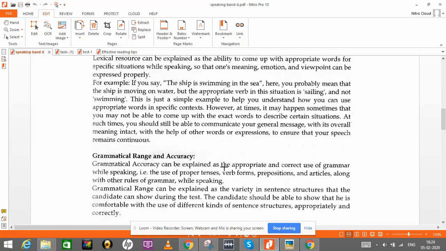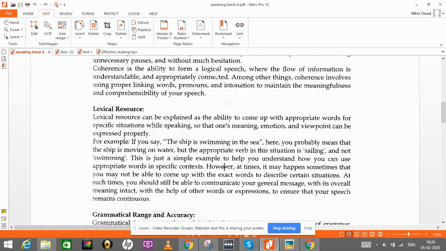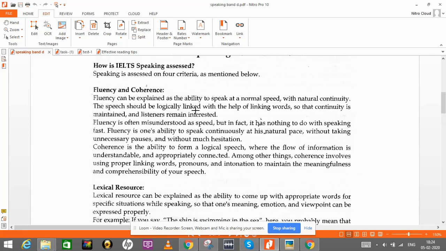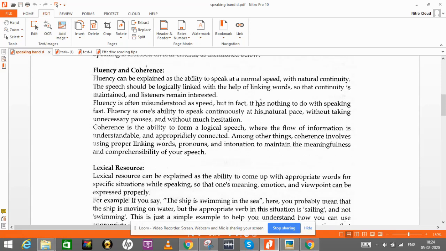So let's say if you get 7 in each of them, you will get a 7 band score, which is calculated by adding all these bands. That will be equal to 28, and then an average will be taken out of it. So 28 divided by 4 will be again 7. Yeah. So the first element is fluency and coherence, right? It says coherence is the ability to form a logical speech. As I mentioned earlier, you have to sound contextual and meaningful, right? That is what helps in your fluency as well.